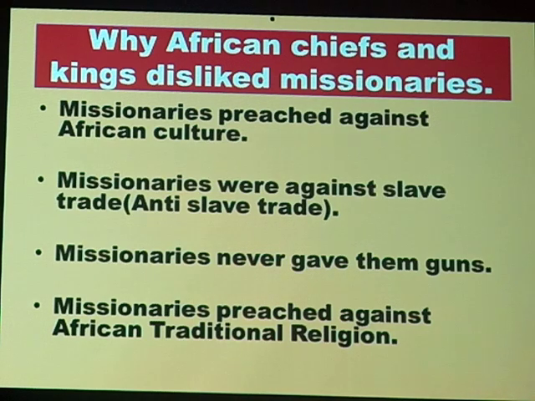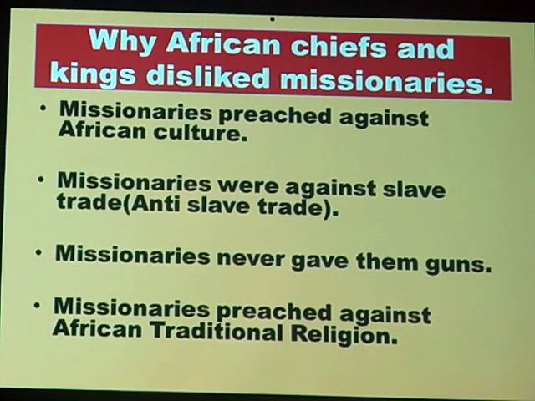Two, missionaries were against the slave trade, or missionaries were anti-slave trade. Since African kings and chiefs were profiting, benefiting, and earning from the slave trade, and here missionaries were condemning it, there is no way these two groups would be on the same footing. They would end up as enemies, and indeed they ended as enemies. Missionaries never gave them guns. This was referring to the kings and chiefs.